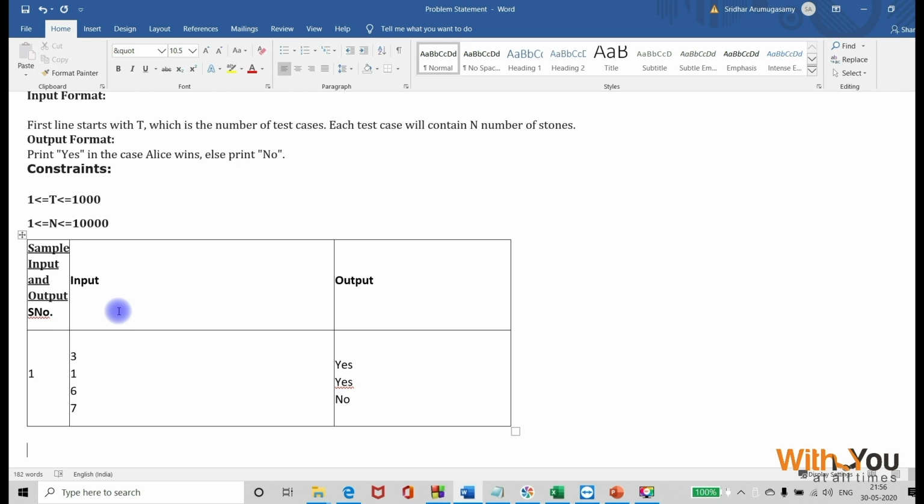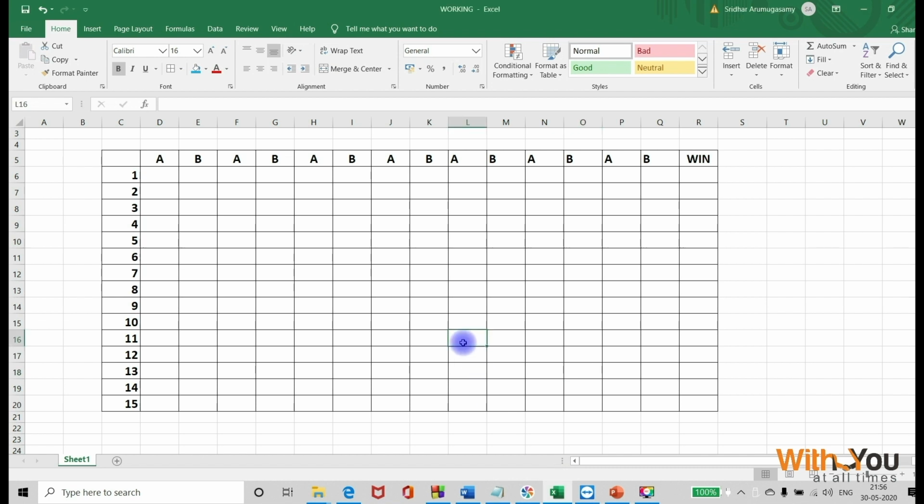In the sample input, there are 3 test cases. 1, Alice is yes. 6, Alice. 7 means no, it means Bob. So how do we work on this? Let's pick up a spreadsheet. I made it, which means you should have a notebook with you.